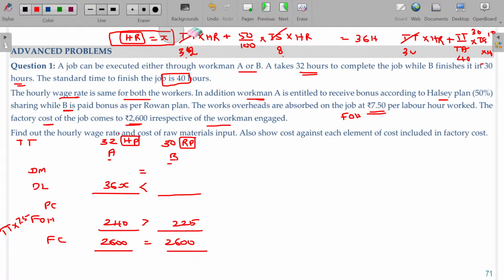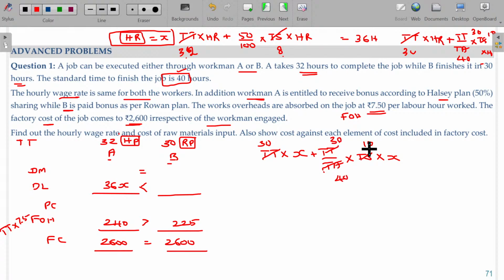Okay. Clear? Are you able to read this clearly? Time taken into hourly rate plus time taken by time allowed into time saved into hourly rate. The hourly rate is now replaced with X, we are supposed to calculate this one. Time taken being 30, standard time allowed being 40, and time saved is the difference between these two, which is 10.